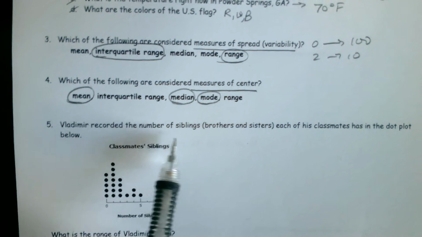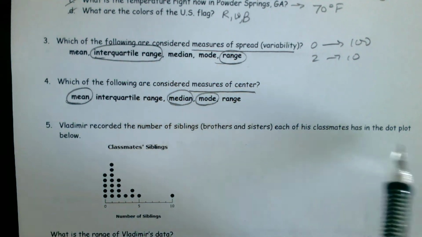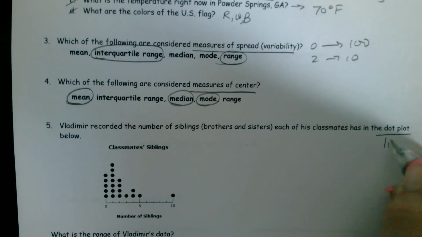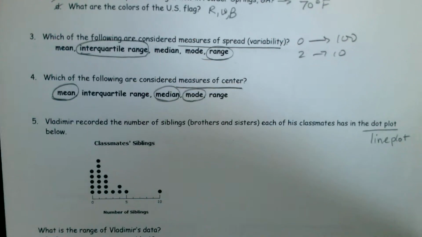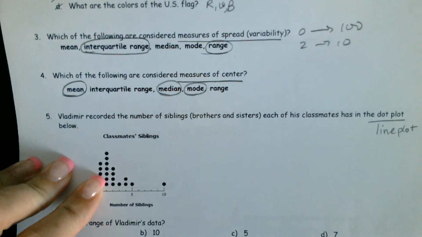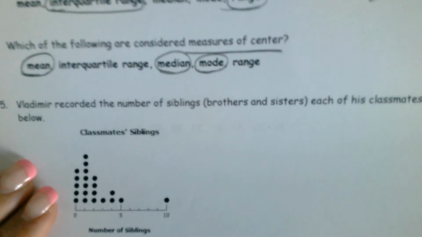Valdemir recorded the number of siblings, brothers and sisters, each of his classmates has in the dot plot. Another word for dot plot is line plot. You've been doing line plots since 3rd grade. So don't be confused by the word dot plot. They're calling this a dot plot because they're using dots instead of what we used to use in elementary school, X's.